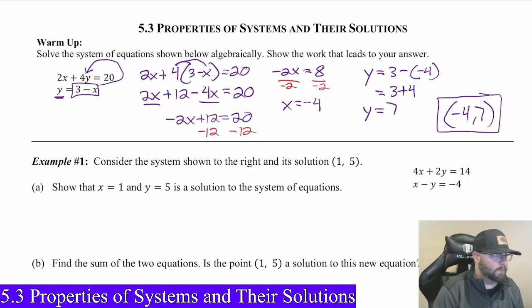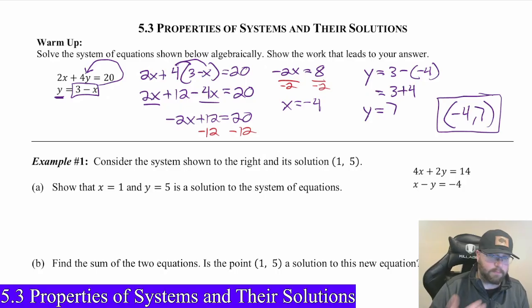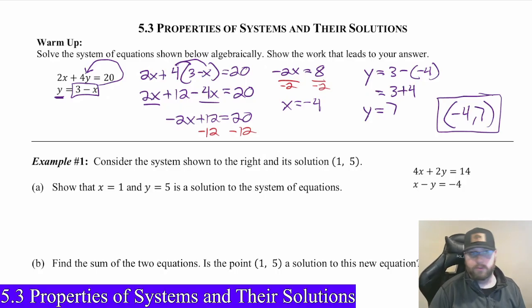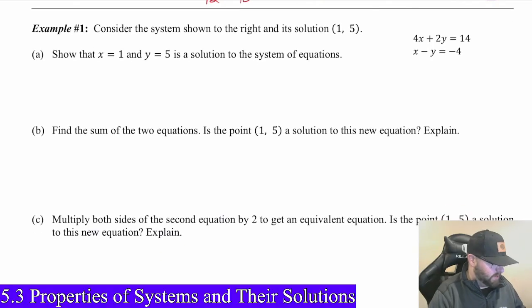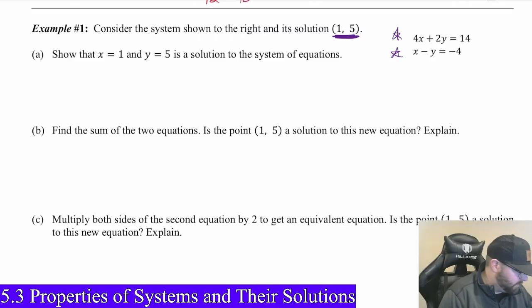In that situation we just used substitution. We chose substitution because we had a variable that's isolated, so we could take everything on the other side and substitute it in for that variable in the other equation. Now we're going to consider the system shown to the right, and its solution to be (1, 5). We're going to show that x equals 1 and y equals 5 is the solution to the system. That means we plug into both of the equations, not just one, and show it's true for both.